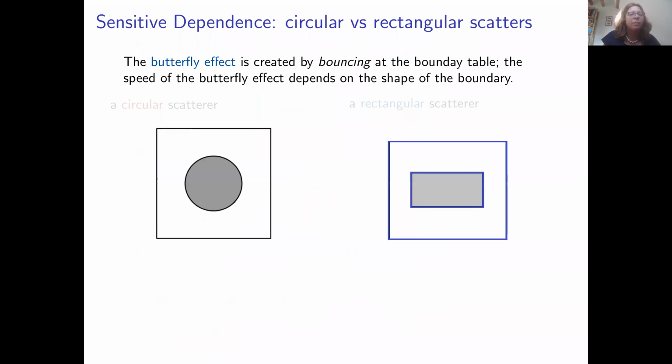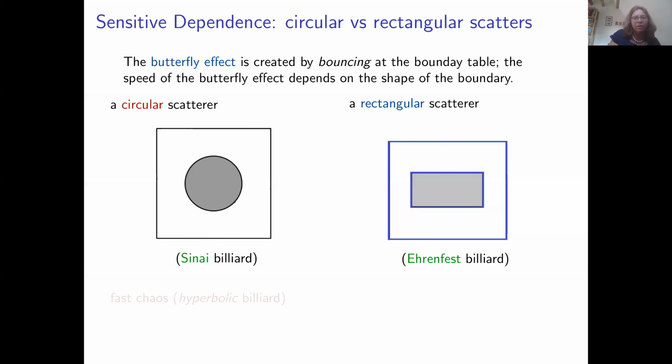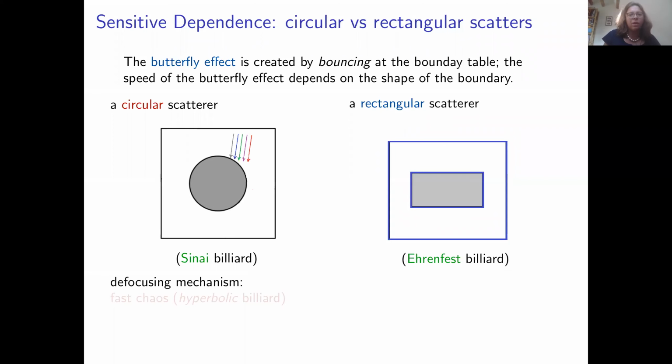So let me show you the butterfly effect in two examples of billiards. Here I'm comparing a circular scatterer with a rectangular scatterer. The domain of the billiard is a square, but I have an obstacle in the middle. The gray area is a scatterer or obstacle. The circular scatterer is known as a Sinai billiard. It's a very famous example of hyperbolic dynamics.